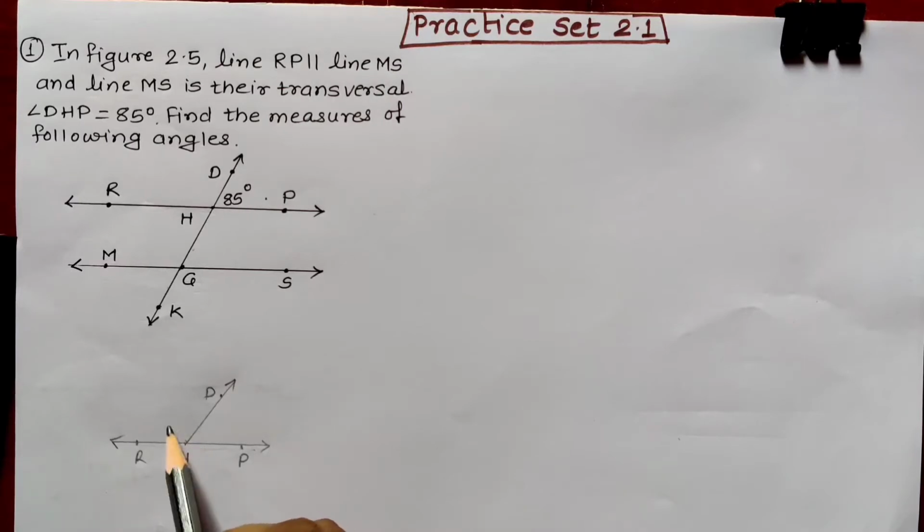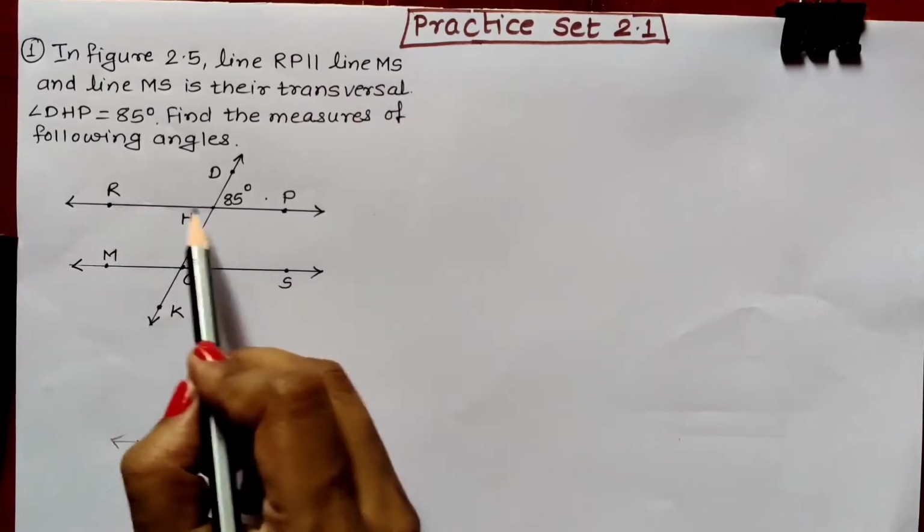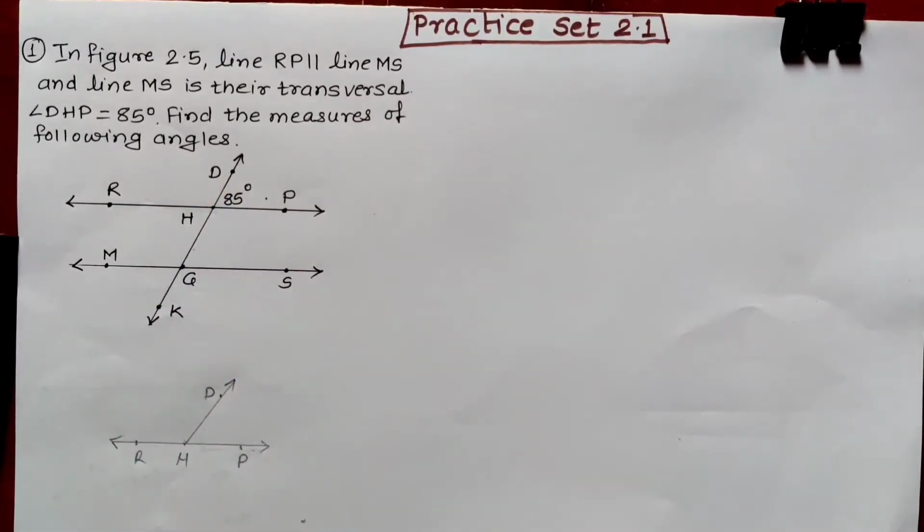So they are angles in a linear pair, and we have seen the property of angles in a linear pair. We all know angles in a linear pair are supplementary. That means their total is 180 degrees. So we will apply the property of angles in a linear pair to find the measure of angle RHD. So let us solve the sum.